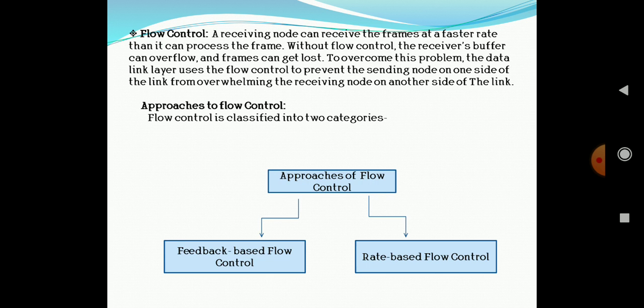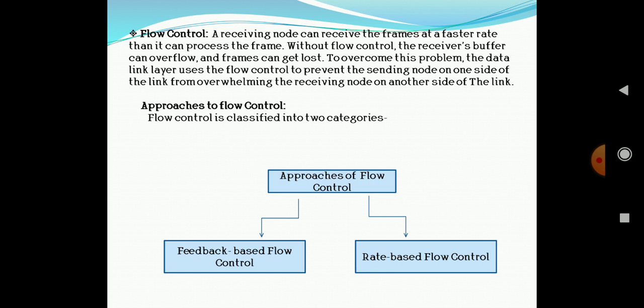The third service is flow control. A receiving node can receive the frames at a faster rate than it can process the frames. Without flow control, the receiver's buffer can overflow and frames can get lost. To overcome this problem, the data link layer uses flow control to prevent the sending node on one side of the link from overwhelming the receiving node on another side of the link.